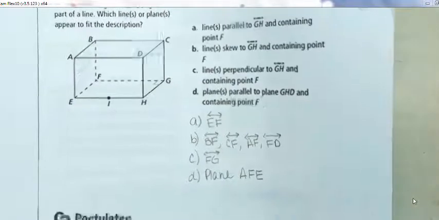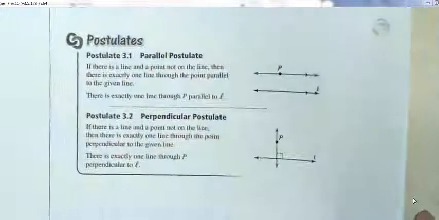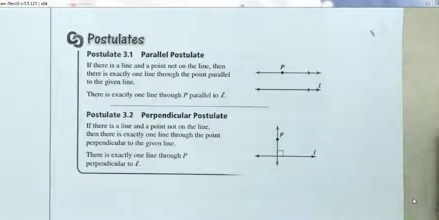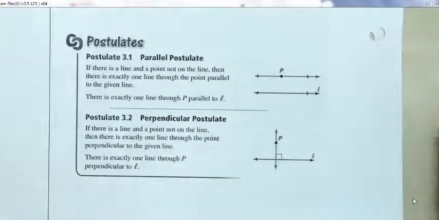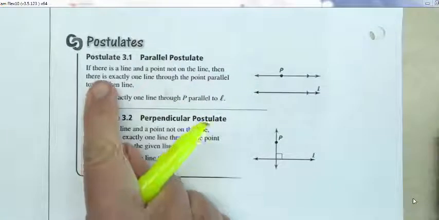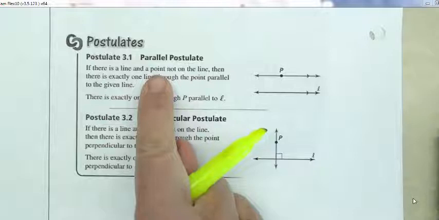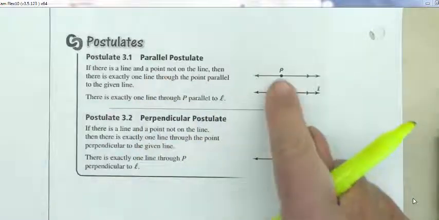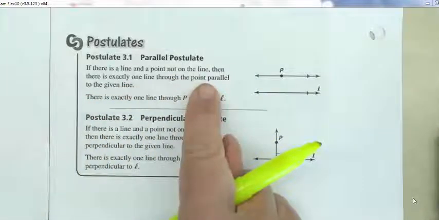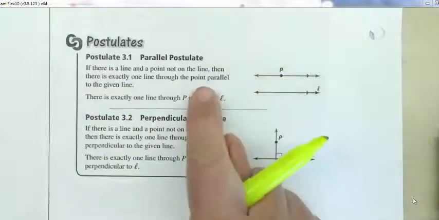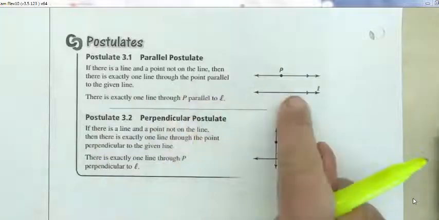Okay, we have a couple postulates down here. Again, postulates being things that are just accepted as true. All right, so the parallel postulate. If there is a line and a point not on that line, okay, so I have line L here and I have a point not on that line, then there is exactly one line through the point, through point P, that will also be parallel to the given line.